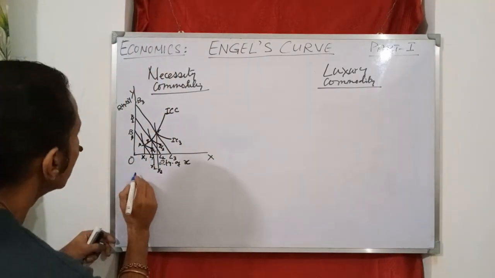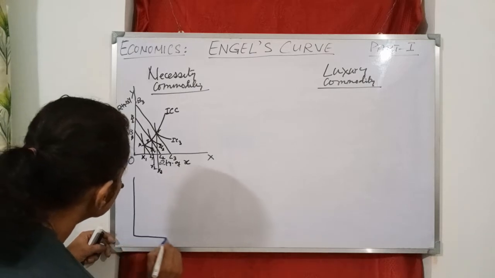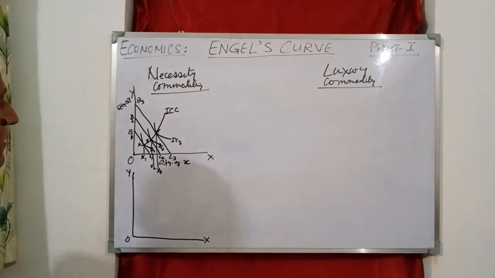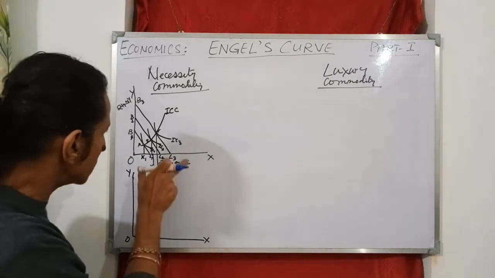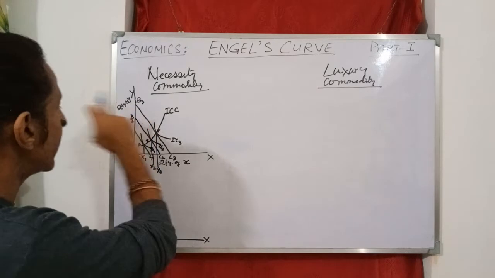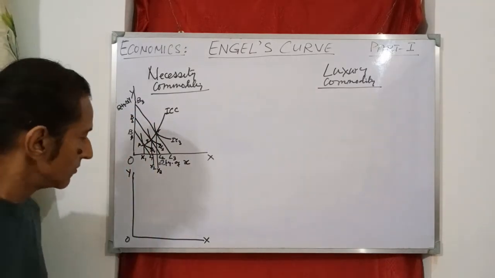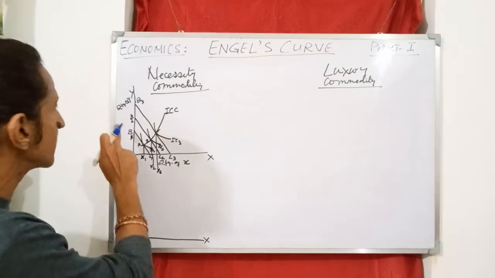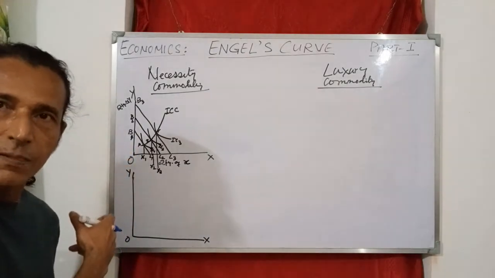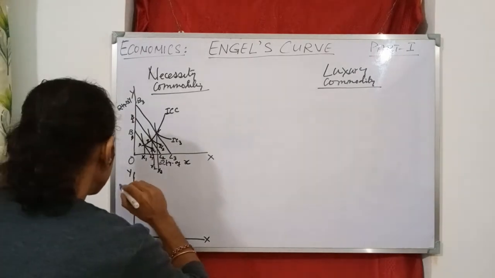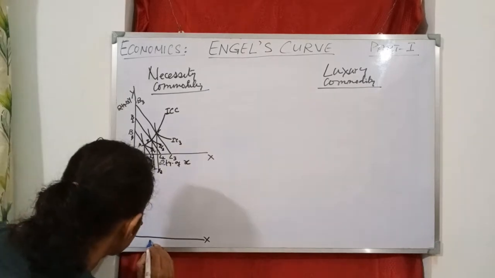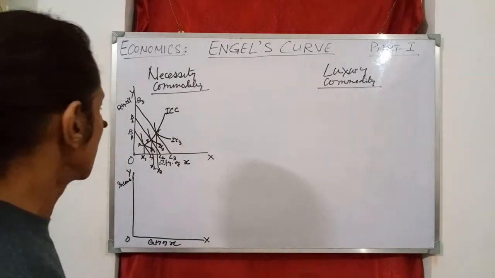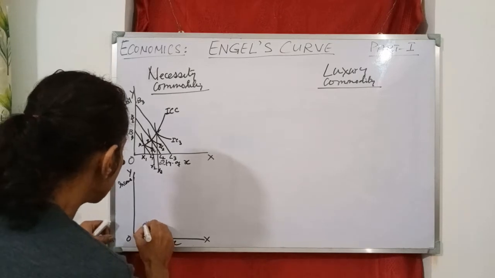Now here we are drawing Engel's curve. While drawing the income consumption curve, that is, the indifference curves, budget lines and points of tangency, we measure quantity of X on the x-axis and quantity of Y on the y-axis. In the case of Engel's curve, we shall measure the consumption of X on the x-axis and the income of the consumer on the y-axis, instead of quantity of Y. So here income, and here quantity of X. Now if we draw Engel's curve, we will get a curve like this.